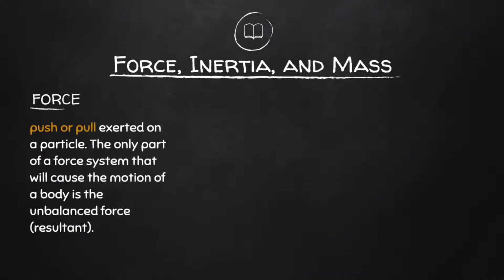Force is defined as the push or pull exerted on a particle. The only part of a force system that will cause the motion of a body is the unbalanced force we call the resultant. If in case there is no unbalanced force acting on a particle, we can say that the force system is in a state of equilibrium or balanced state. And in that case, there is no external force that will cause the particle to change its state of motion.